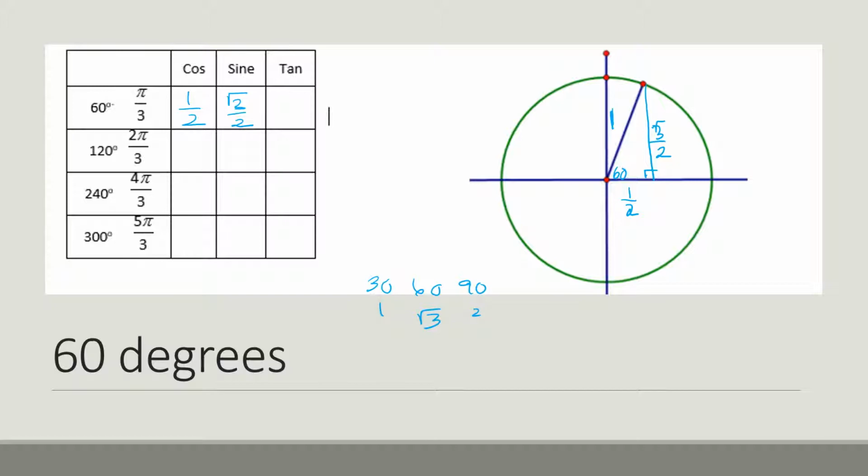And your tangent is y over x, so root 3 over 2 divided by 1/2. And then when you flip that and multiply, you're just going to get root 3.